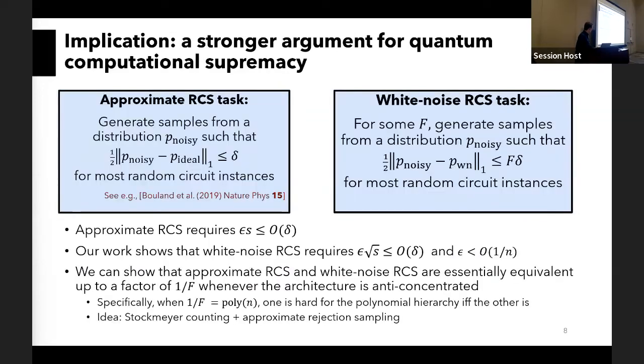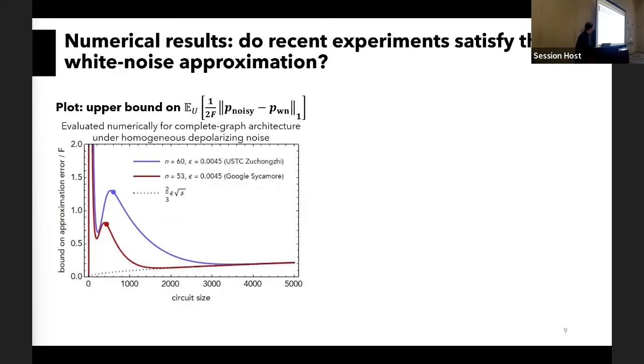So now I want to evaluate whether these epsilon square root s and epsilon less than order 1 over n conditions are actually true in the experiments. And we won't be able to get a definitive answer. The main reason is that they had the 2D layout, which we can't simulate exactly. There are other simplifications we made in our model that make it not directly relevant. But nonetheless, what we can do is imagine that instead of a 2D architecture, we had a complete graph architecture. And then we can exploit a certain symmetry to numerically evaluate our upper bound on the total variation distance divided by f.